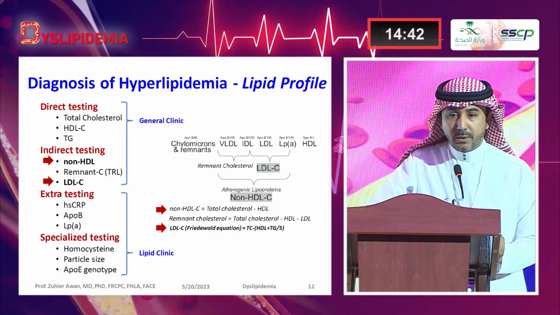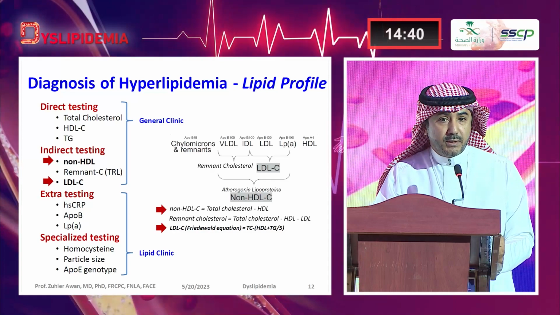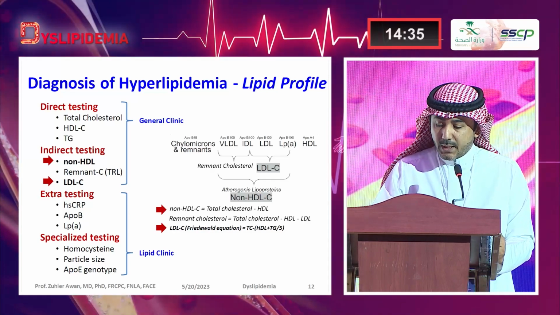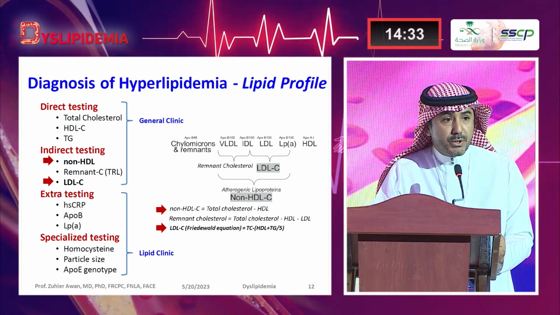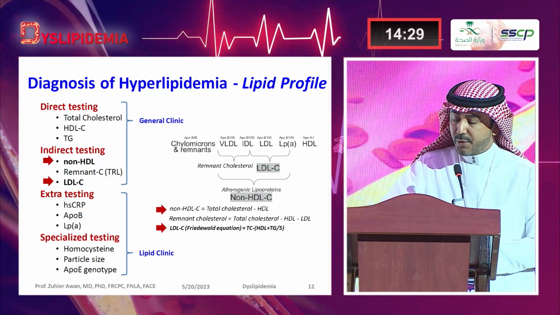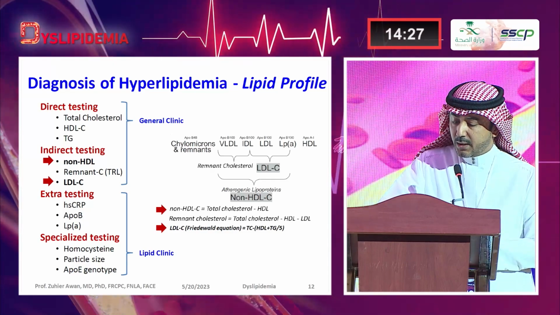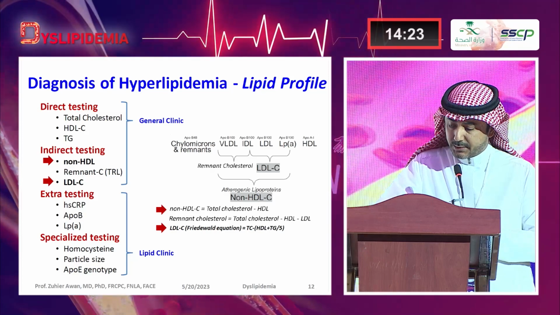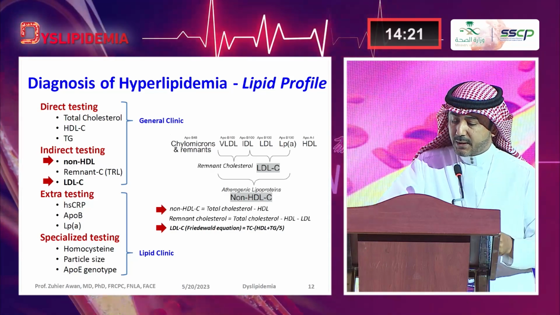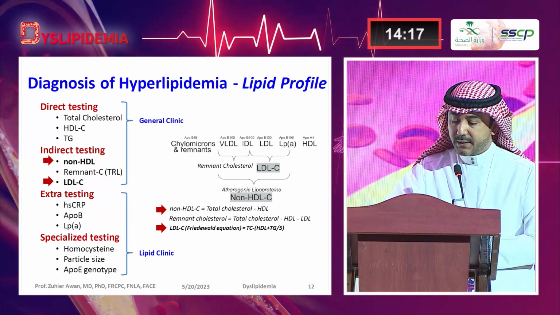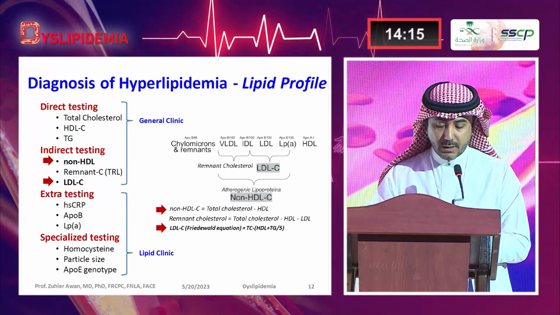In the lipid clinic, we do extra testing. We rely on high-sensitivity C-reactive protein in order to diagnose subendothelial inflammation. We do ApoB, which is a direct measurement of all atherogenic particles. We also measure Lp(a). This is the most atherogenic particle of the LDL subclasses. We can also do specialized testing like homocysteine, which is an independent risk factor, particle size, and ApoE genotype.